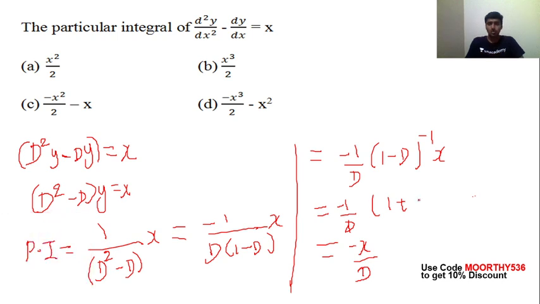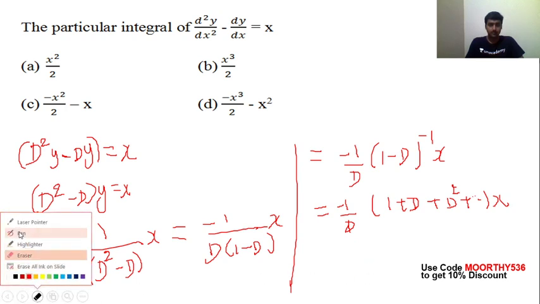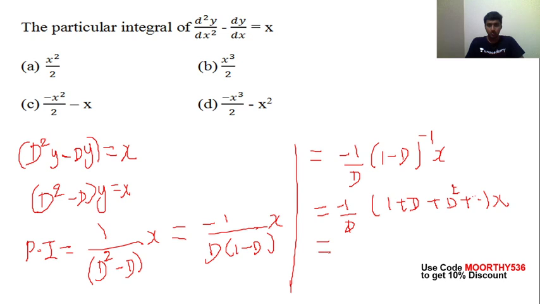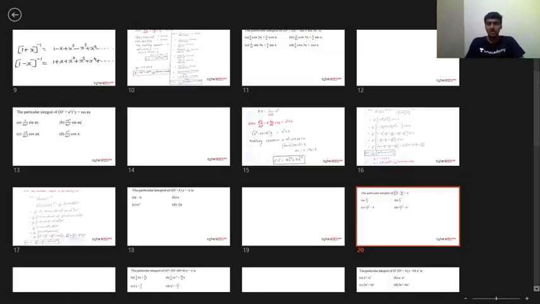So 1 plus D plus D square, etc., into x. Then multiply the x inside. It is equal to minus 1 divided by D into (x plus 1). Then integrate one time. 1 divided by D stands for the integration. Already we had discussions about the previous things.